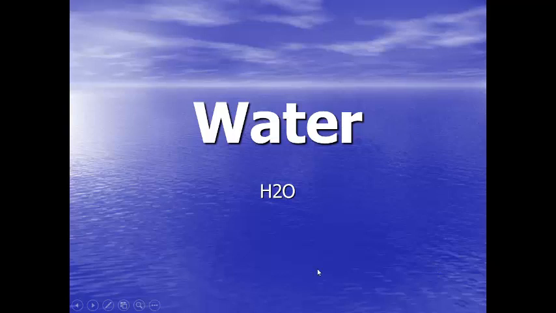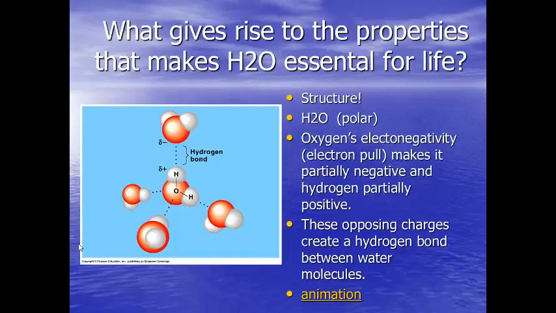Welcome to AP Biology. This video is on water. Water has many qualities that make it essential for life. The properties that make water essential for life are due to its structure. Water is a polar molecule. It's polar because of oxygen's electronegativity.